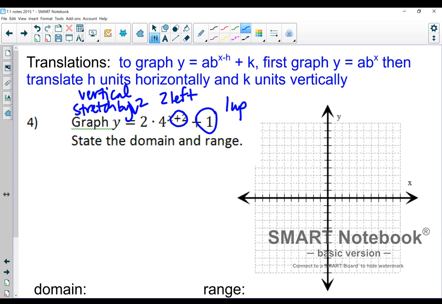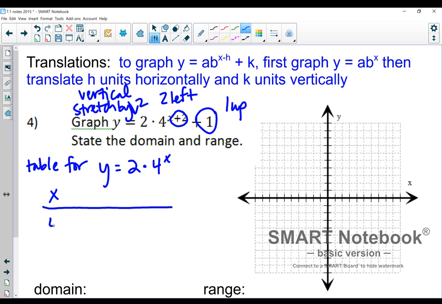So when I make a table for this, I make a table not for this whole function. I just make a table for y equals 2 times 4 to the x power. And then once I figure out that graph, I'm going to shift the points. I'll only graph 2 or 3 points on it, and I'm just going to shift that. So I want to have x, I want to have 4 to the x power, and I want to have 2 times 4 to the x power. And remember, we're graphing our x row, and then the last row is the y. We're not really graphing that middle one. It's just helping us figure this out.